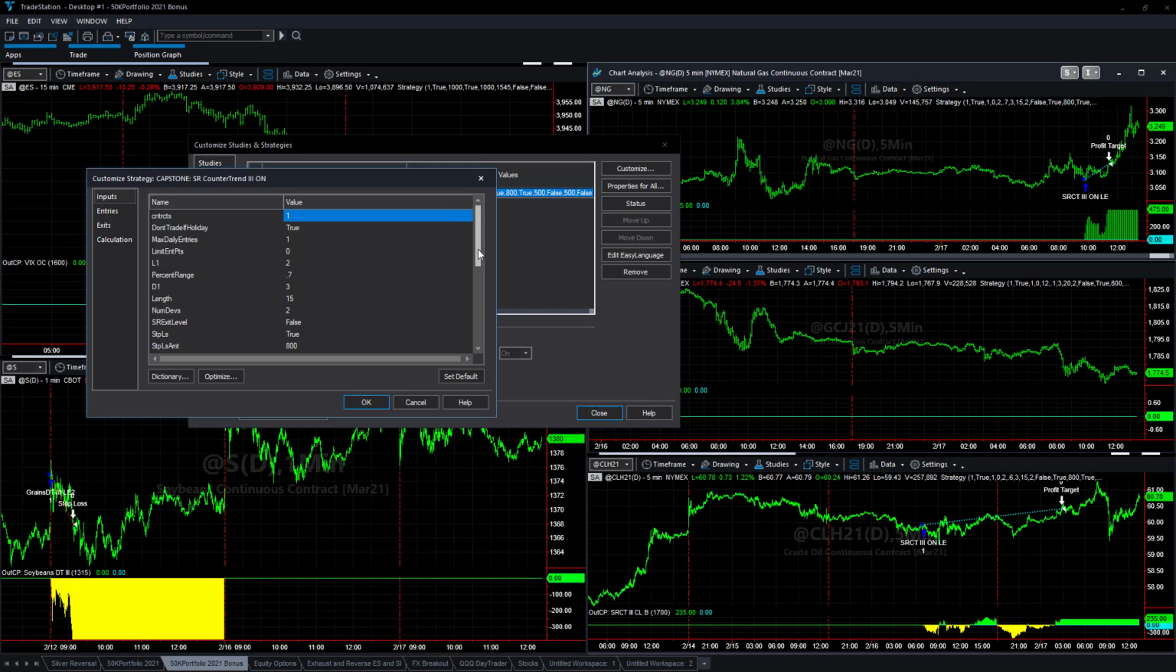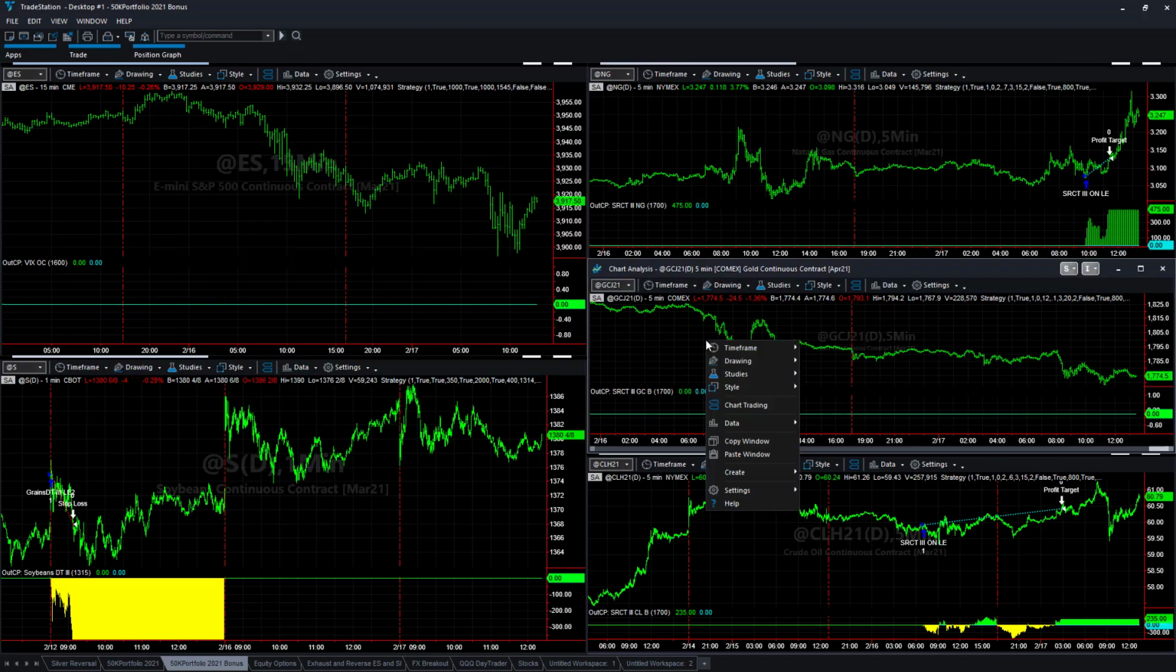So this one for natural gas, 7 a.m. to 2 p.m. Eastern Standard Time, exchange time, and it does not exit at the end of the day. It usually gets out on the stop loss or profit target. So SR counter trend 3B gold.